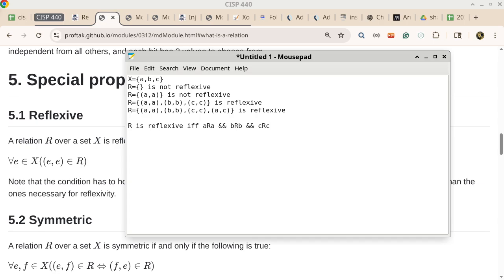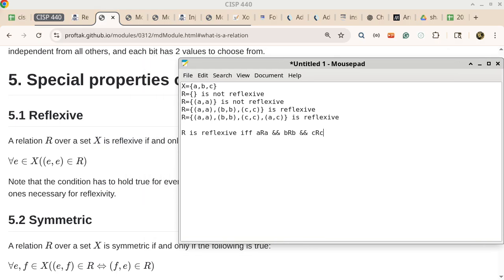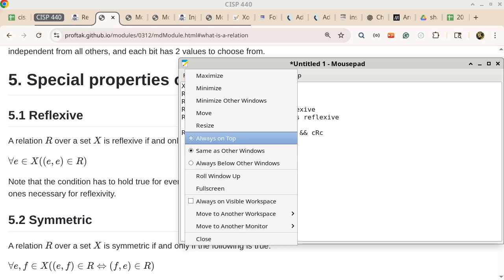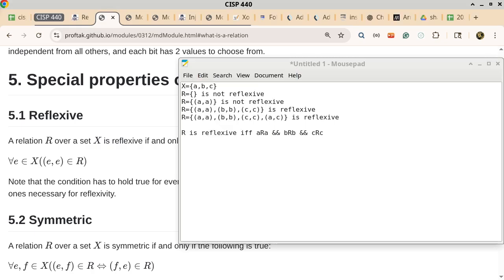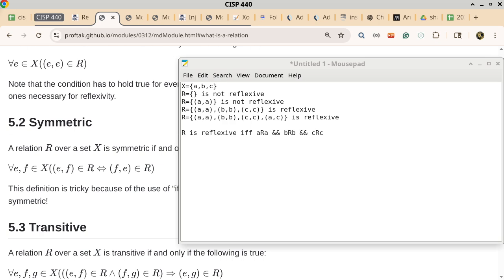Things get a little bit more dicey as we move down the list, but this one is still not too bad. I'm going to make this one always on top because I need to scroll the other screen. Symmetric is defined as: for all E, F in X, which means there's no restriction on how you choose the E or F. They can be the same. In this case, we need EF in R if and only if FE is in R. That is the definition of symmetric.